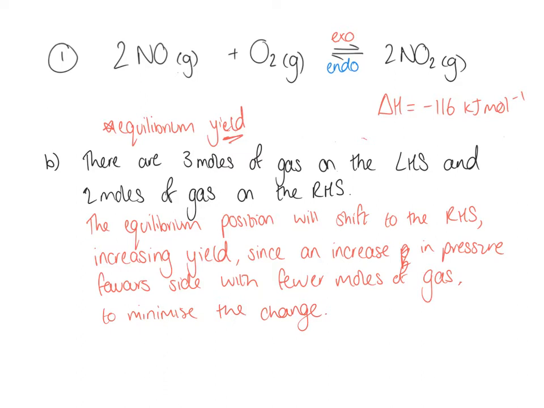So we've stated how many moles of gas on each side. We've said which way it will go, what effect that has on the yield, and explained it in terms of increase in pressure, moving to the side with fewer moles of gas, and then finished off our explanation with simply saying this all happens to minimise or oppose the change, and that's in line with Le Chatelier's principle. Okay, so for each of your explanations, make sure you state which side it goes, explain fully why, and say that it happens in order to minimise the change.